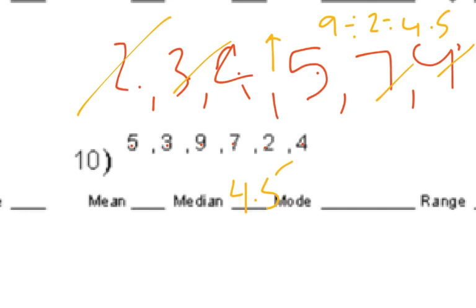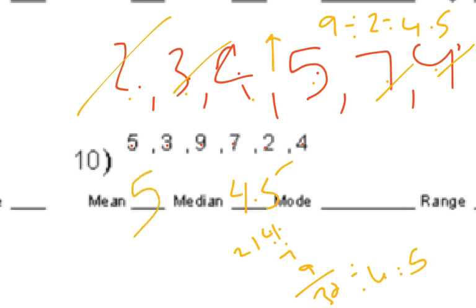The mean is, hey diddle diddle, the median's the middle. You add and divide for the mean. So you add them all up. 2 plus 3 is 5. 5 plus 4 is 9. 9 plus 5 is 14. 14 plus 7 plus 9. 9 plus 7 is 16, 17, 18, 19, 20. That would be 30. 30 divided by 1, 2, 3, 4, 5, 6 would be 5.